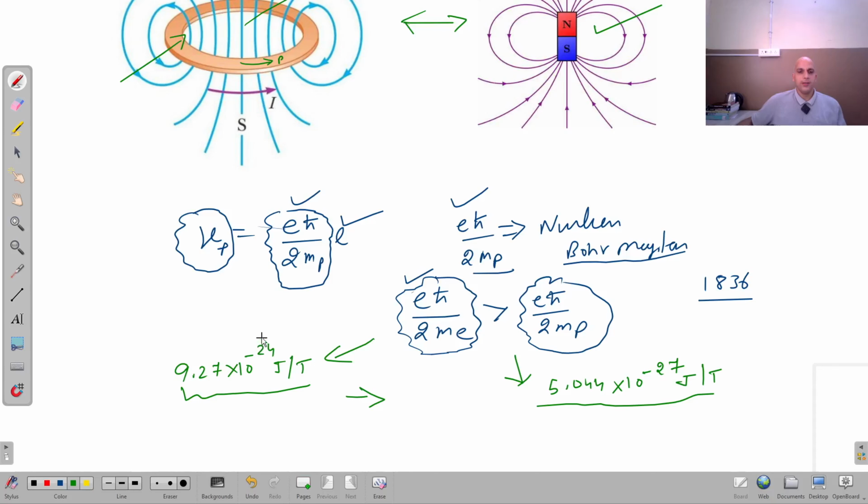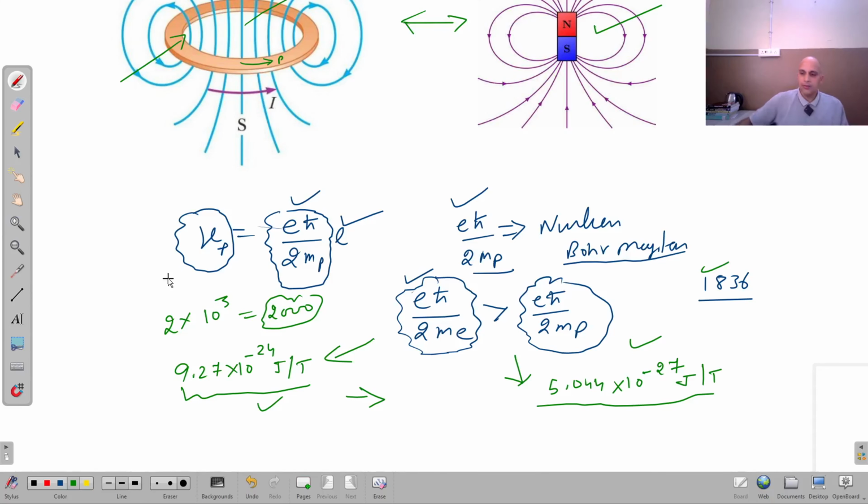Now you can see the difference, from minus 24 to minus 27, is around 10 raised to power 3. So you can say it is around 2000 times difference. This term is around 2000 times smaller than this, obviously due to the mass factor. So this is the difference between these two magnetons.